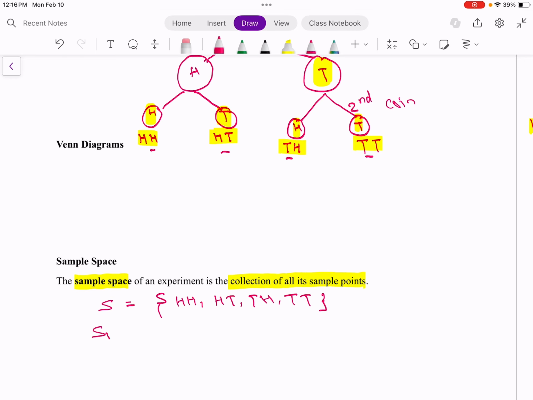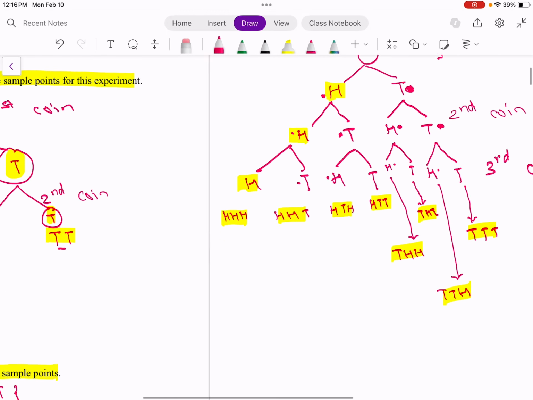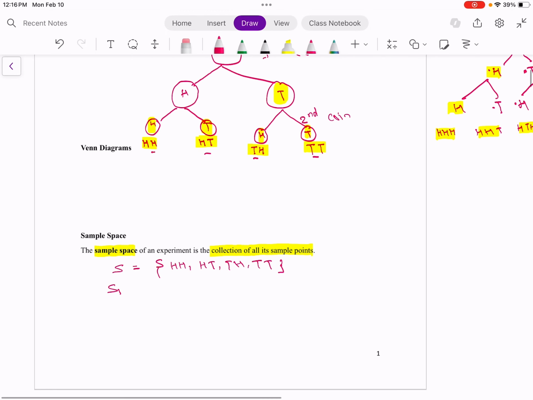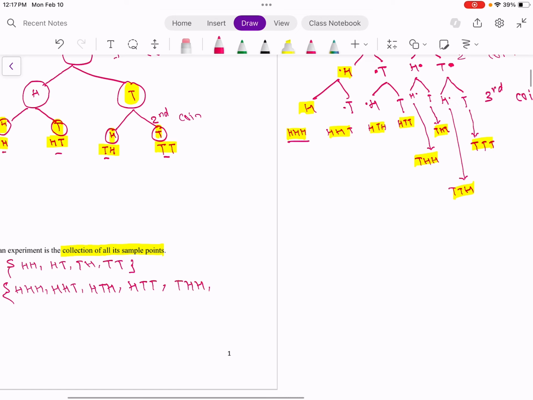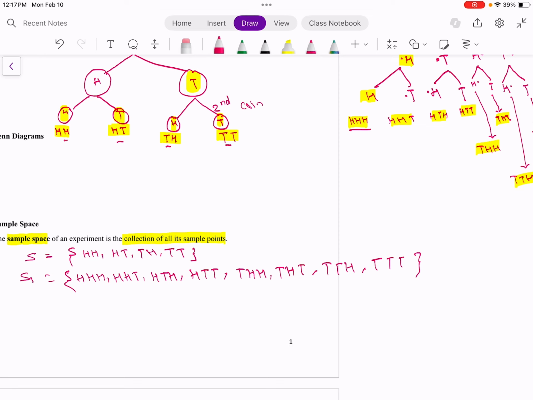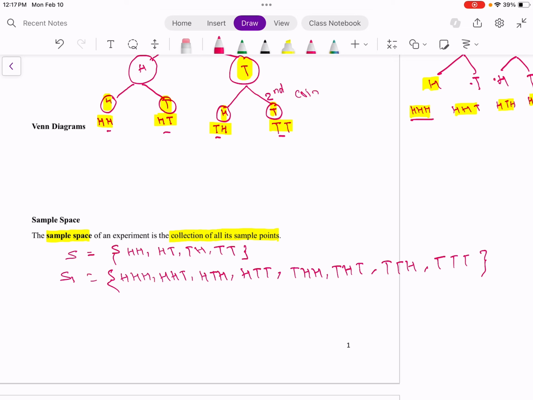So let me call S1 the sample space for this experiment, tossing a 3 coin. So let's have a sample space here. So we have a head, tail, tail, head, and tail. So this is our sample space for the experiment tossing a 3 coin. So sample space is the collection of every sample point, and using set notation is one of the ways to represent our sample space.